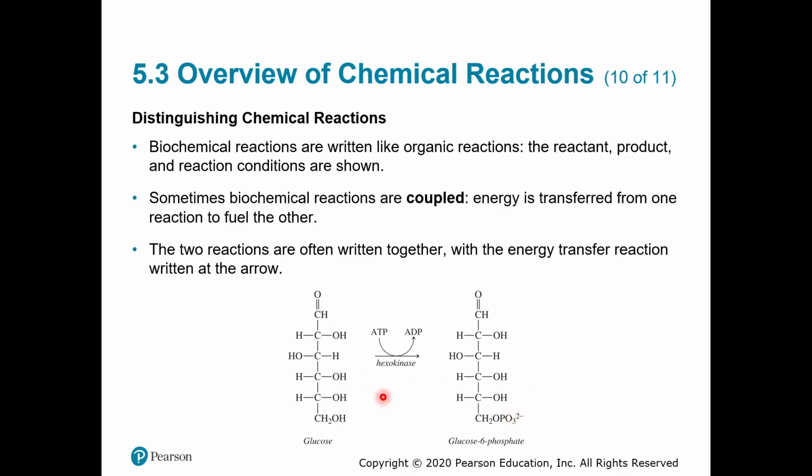Okay. And so this would be another reaction, right? It's coupled to another reaction. And that's what this round arrow means. This is reactant. This is a product. Okay. And it's coupled to that other reaction. This is still conditions. In this case, we have hexokinase. And that's going to be the enzyme for this reaction. That would be the catalyst, right? Okay.